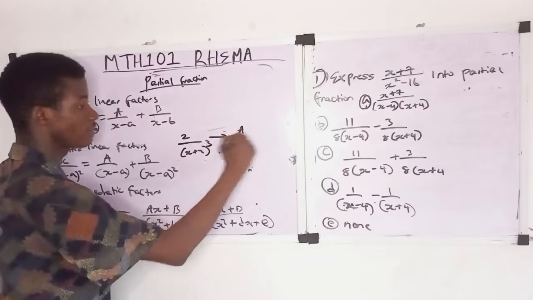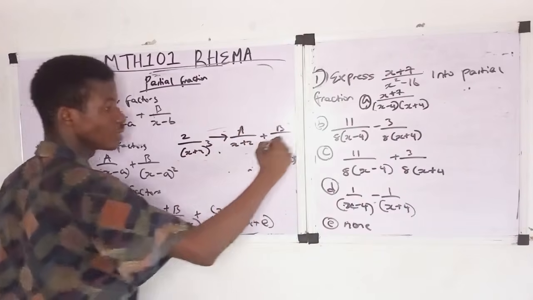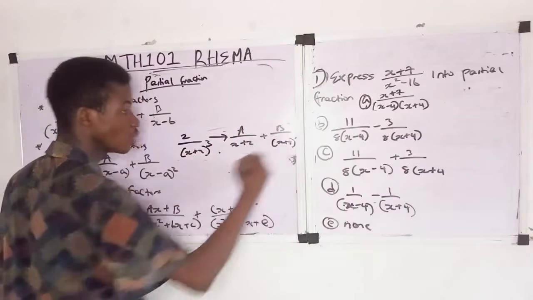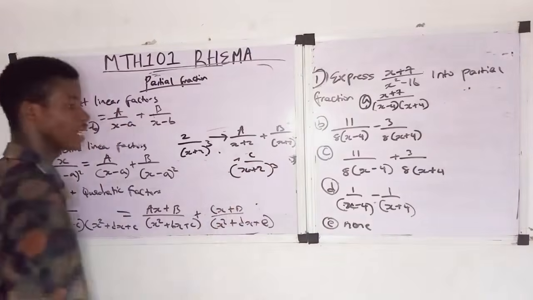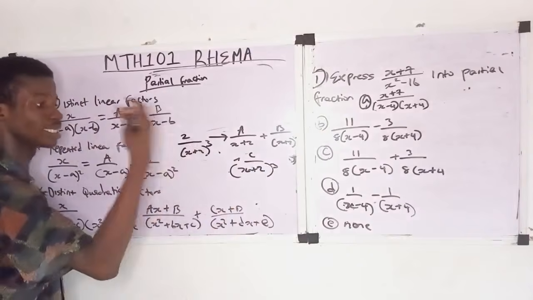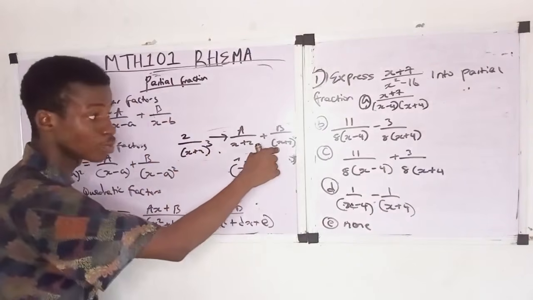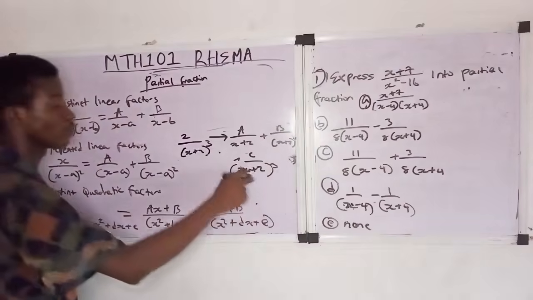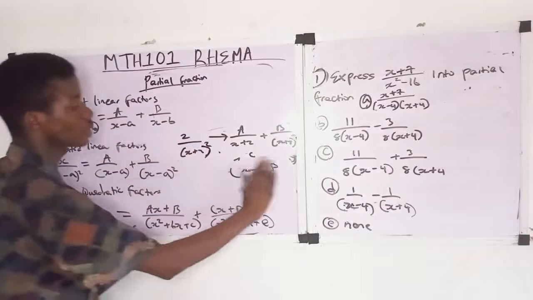It will be something like this: a divide s plus 2, then plus b divide s plus 2 raised to power 2, then plus c divide s plus 2 raised to power 3. Because we repeat it 3 times. S plus 2, then s plus 2 raised to power 2, and the last one will be s plus 2 raised to power 3.